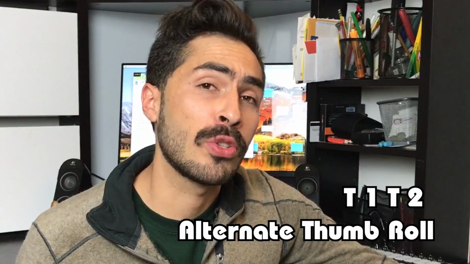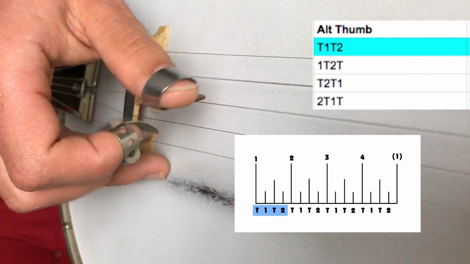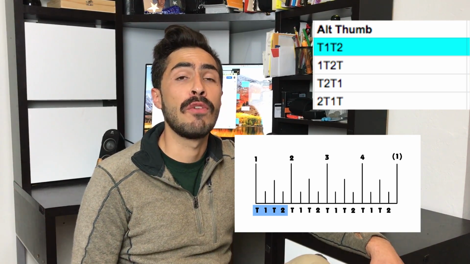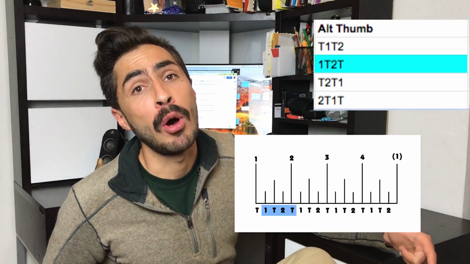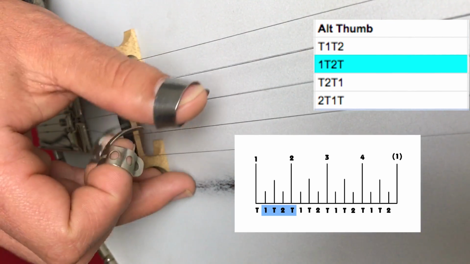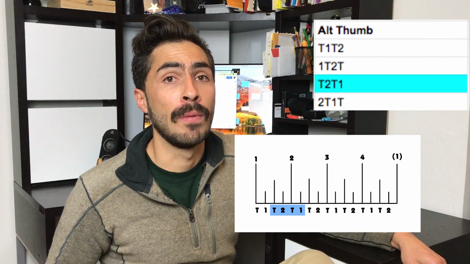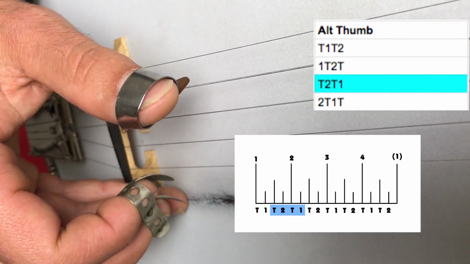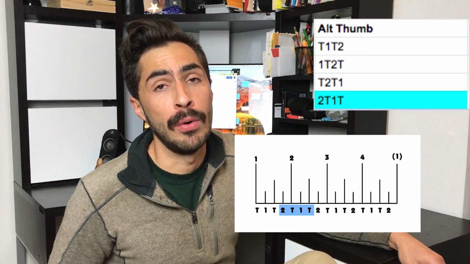Take, for instance, thumb 1, thumb 2, also known as your alternate thumb roll, affectionately referred to as the square roll. This is a repeated four-note roll. If we take the second through fifth notes of the same roll, we get the second mode of the square roll. If we take the third through sixth notes, we'll get the third mode of the square roll. If we take the fourth through seventh notes of the roll, we'll come up with the fourth mode of the square roll.